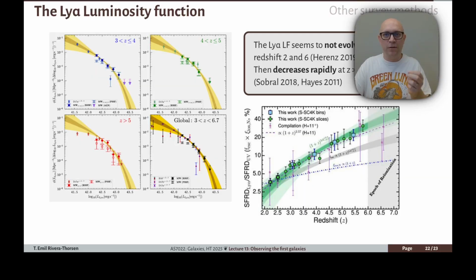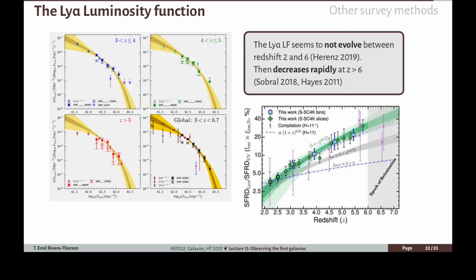The Lyman alpha luminosity function is something else that is very interesting. It is basically like the typical luminosity function, but just from Lyman alpha emission line luminosity rather than galaxy luminosity.